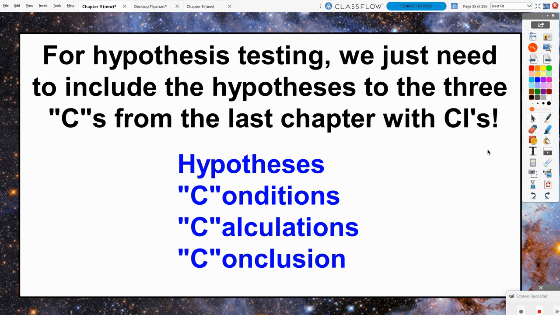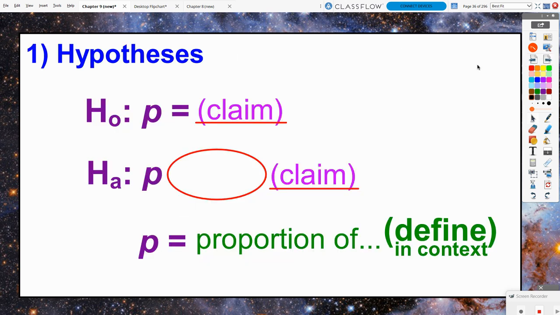Now, for hypothesis testing, this is going to look pretty similar to our last chapter with confidence intervals. We're still going to talk about the 3 C's, conditions, calculations, and conclusions, but we also need to add in our hypotheses, our null and alternate hypothesis. So for our hypotheses, you need to state what is the null and the alternate hypothesis. Now, for the null hypothesis, we said we're always going to use an equal sign here, and then whatever the claim is being made, we're going to assume that that claim is true.